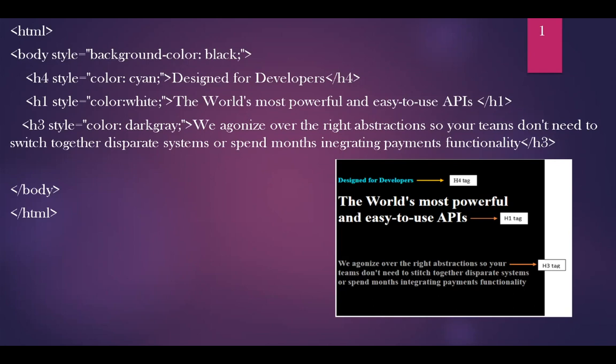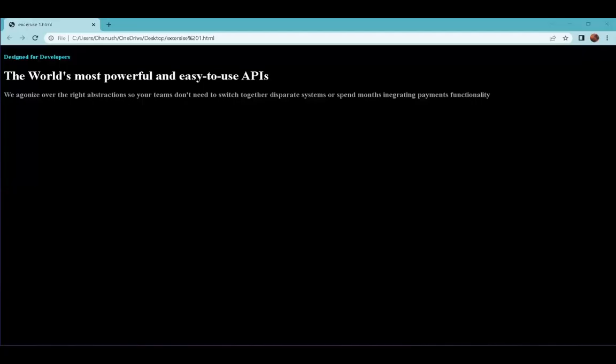Next we are going to print the 2-line content in an H1 tag in white color. So we use the inline style for that. H1 style is equal to color white. Under that we have given the content. And the last line should be in dark gray color in an H3 tag. So we use the inline style for that. H3 style is equal to color dark gray. Under that we have given the 2-line content. So for that, the output will be like this.